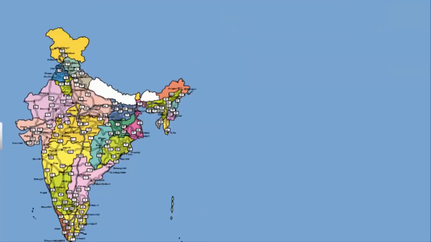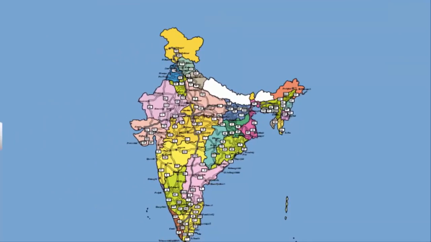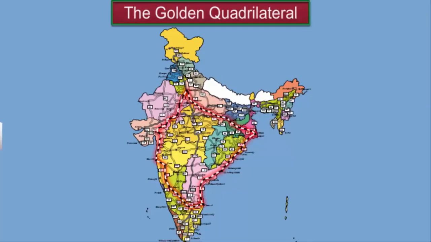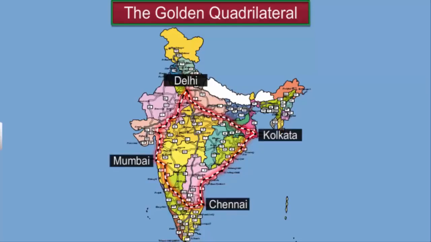The Government of India has started a mega road building project called the Golden Quadrilateral to reduce travelling time between the major cities of India. Under this project, the National Highways Authority of India (NHAI) will construct 6-lane superhighways connecting Delhi, Mumbai, Chennai and Kolkata. These roads will form 4 sides of a quadrilateral, and hence the name the Golden Quadrilateral.